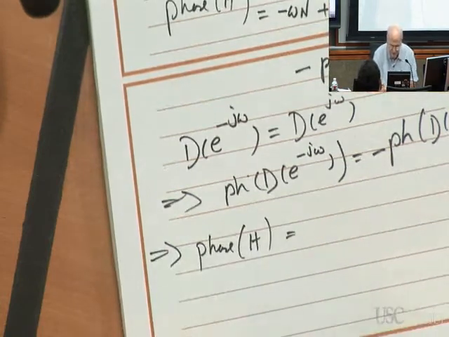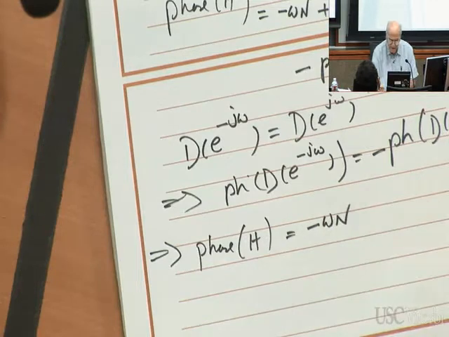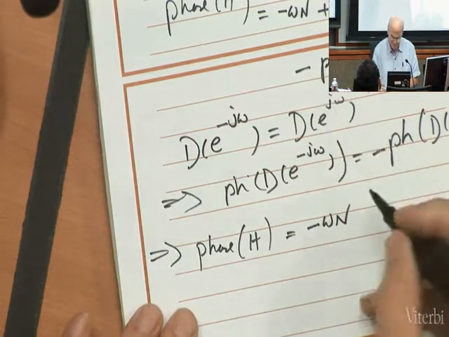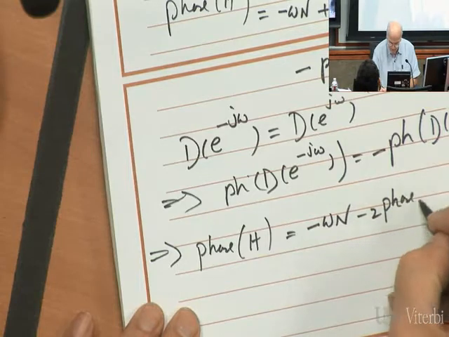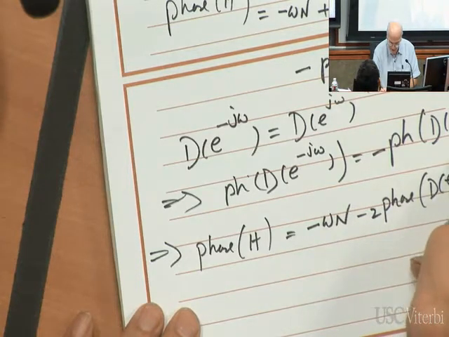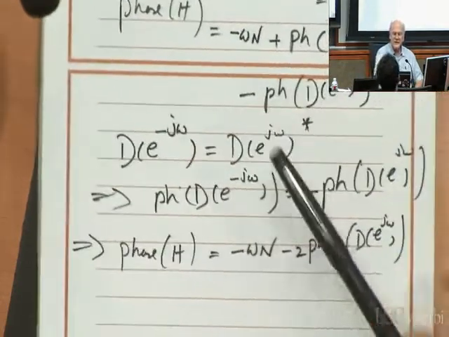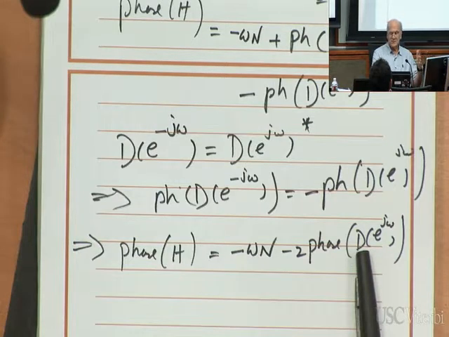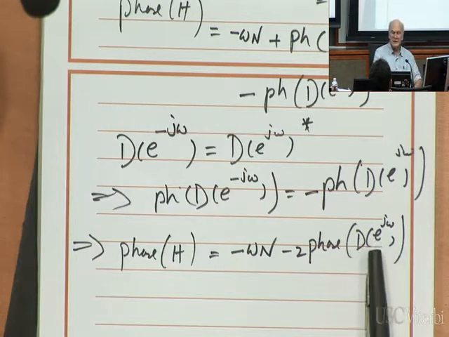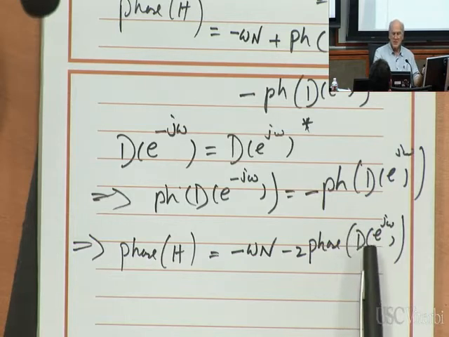can be written as minus omega n minus twice the phase of d of e to the j omega. Now, again, this term d is written as an nth order polynomial in e to the j omega. So the way these phase equalizer programs work, they're nonlinear.